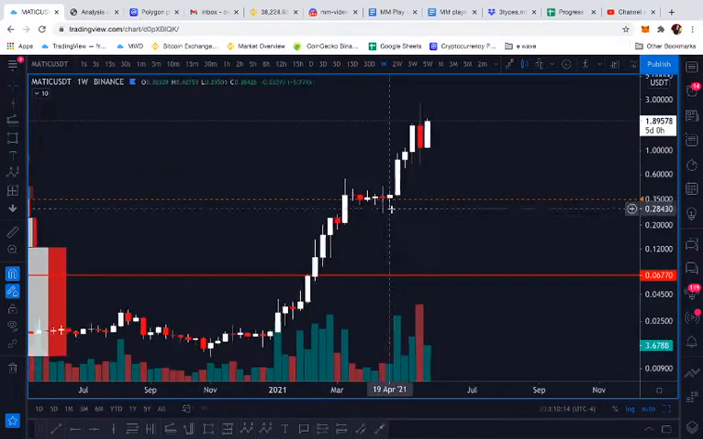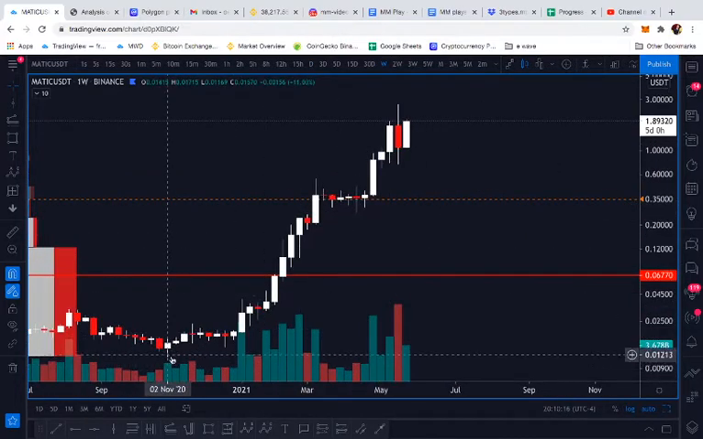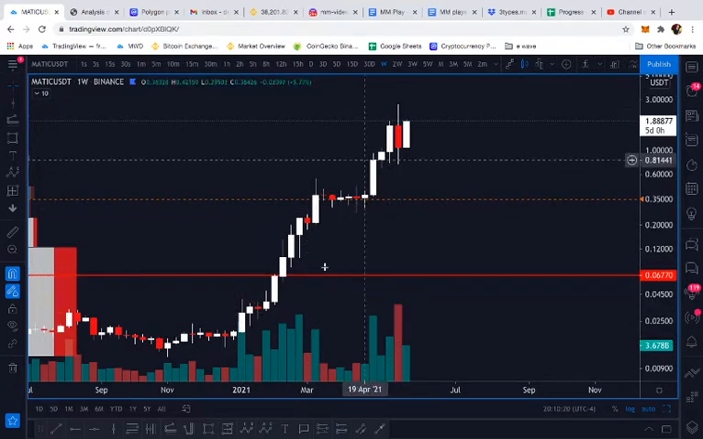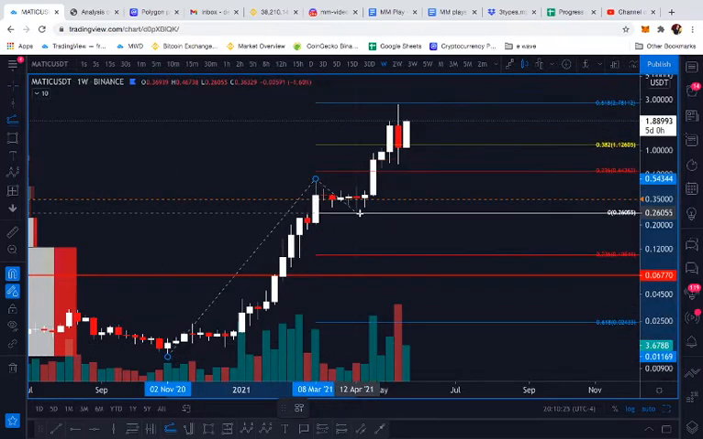I'm going to use this one here. We count the waves here: 1, 2, 1, 2, 3, 4, 5. This is 3, 4, and this is 5. The confirmation of it would be this pull.